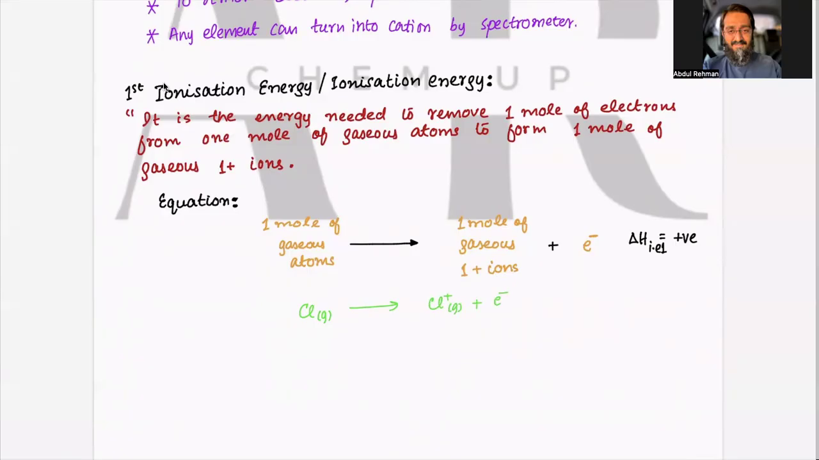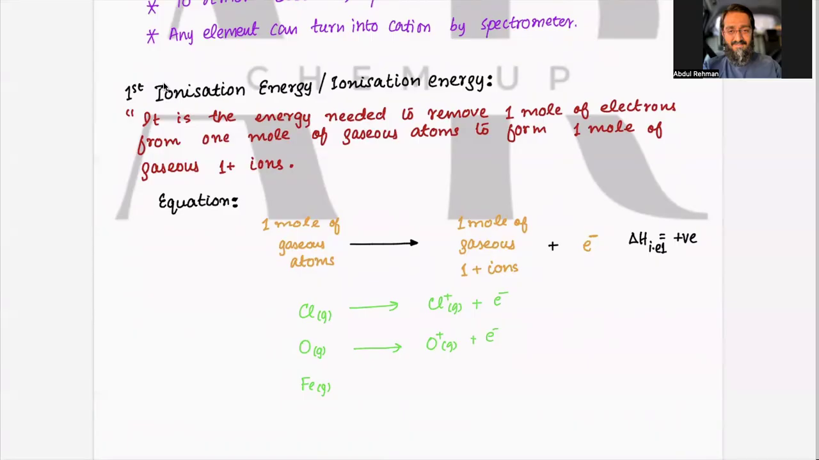Similarly, for the first ionization energy equation for oxygen, I'm going to put O in a gaseous state, then O+ in a gaseous state, and then the electron. Similarly for any metal like iron, iron should also be in a gaseous state. So that's the key point we have discussed: whenever we write ionization, the atom must be in the gaseous state, and it can be for any element.